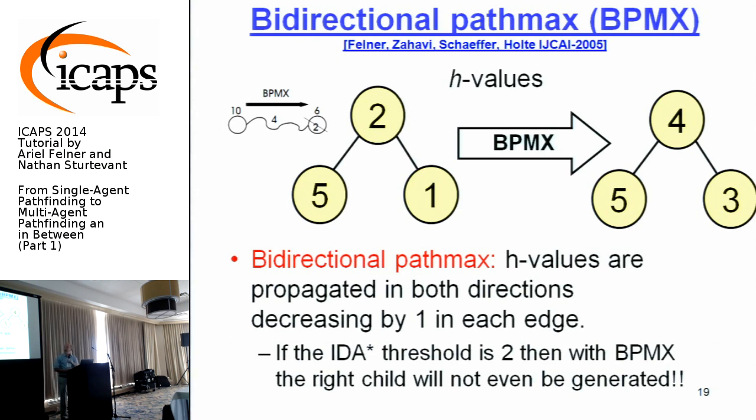look at the picture in white on the left-hand side. It doesn't matter where the search goes. Let's just look at the domain. We have an edge or a path of length 4, one heuristic of 10 and one heuristic of 2.